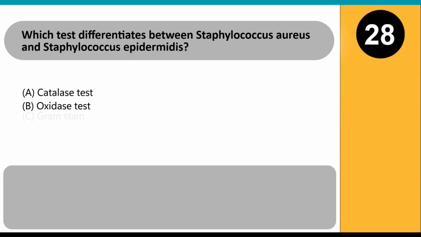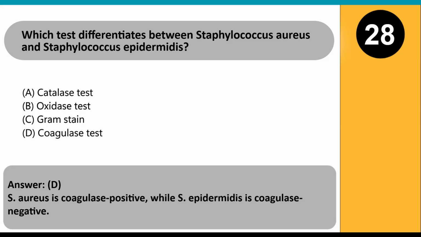Which test differentiates between Staphylococcus aureus and Staphylococcus epidermidis? A. Catalase test. B. Oxidase test. C. Gram stain. D. Coagulase test. Answer D. S. aureus is coagulase positive, while S.